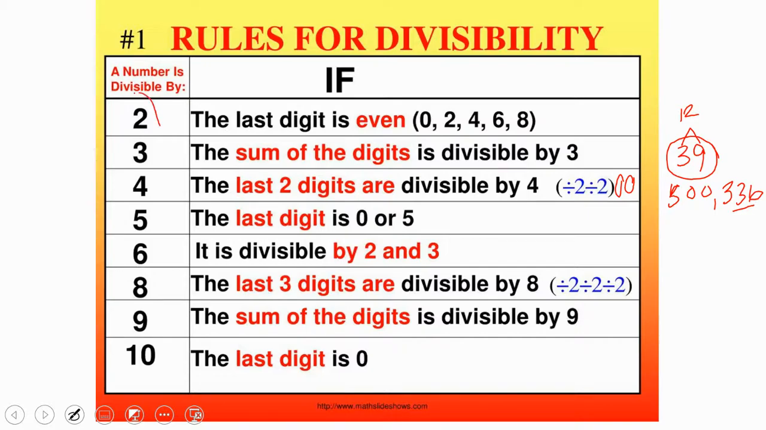6, you're going to use rules 2 and 3. 8 is not as helpful because the last 3 digits have to be divisible by 8. We don't know a whole lot of 3-digit numbers that are divisible by 8. However, if you had a number like 5,888, right? The last 3 digits are divisible by 8. 9 is similar to 3. You're going to add all the digits up, and that number has to be a multiple of 9. 9, 18, 27, 36, right? 10, it just has to end in a 0. Okay, I went through those quickly again. We did all that before Christmas break.